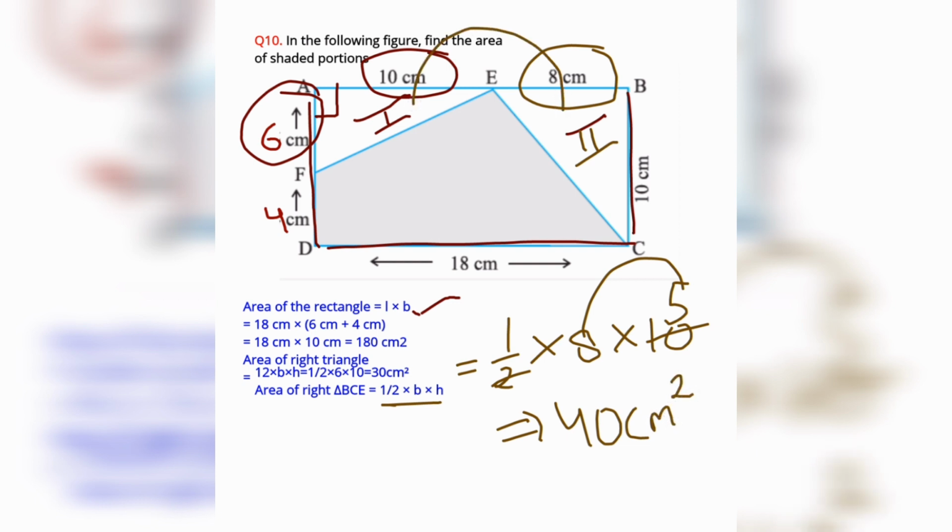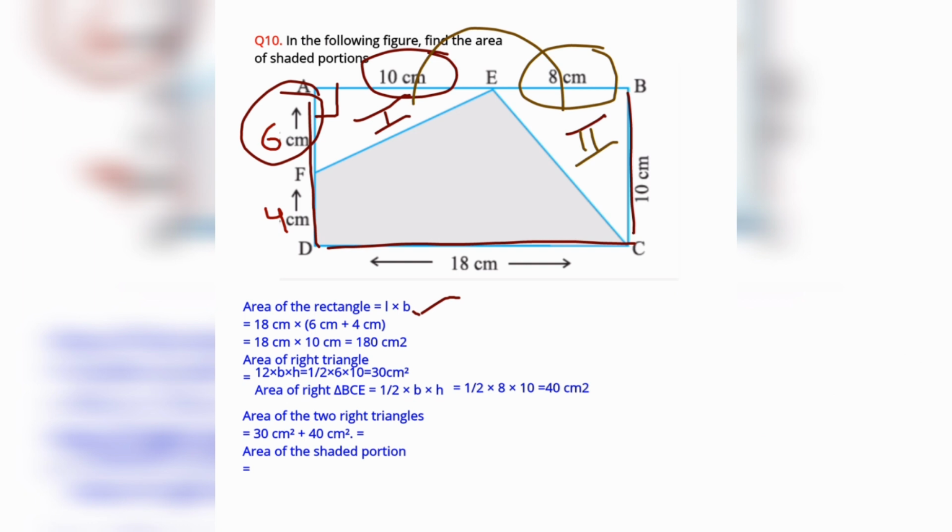Now we'll add the area of both the triangles and subtract it from the area of the rectangle to calculate the area of the shaded portion. अब एरिया ऑफ टू ट्राइंगल्स, तो क्या करेंगे, फर्स्ट वाले ट्राइंगल और सेकंड वाले ट्राइंगल के एरिया को ऐड कर देंगे. सो 30 सेंटीमीटर स्क्वायर प्लस 40 सेंटीमीटर स्क्वायर गिव्स यू 70 सेंटीमीटर स्क्वायर. तो हमारे पास क्या आ गया, दोनों ट्राइंगल के एरिया का सम आ गया.